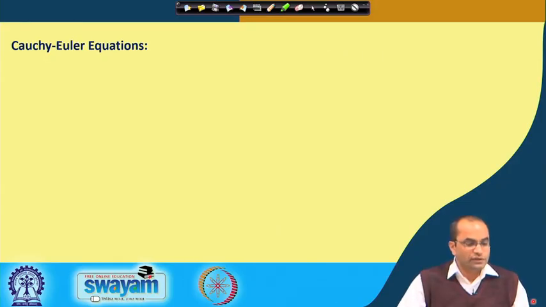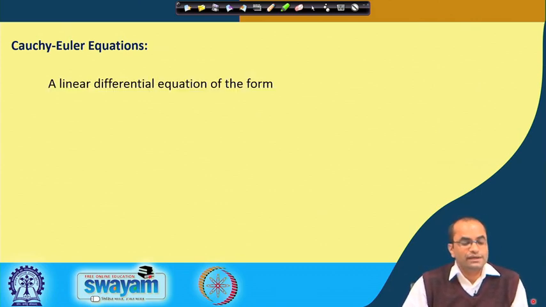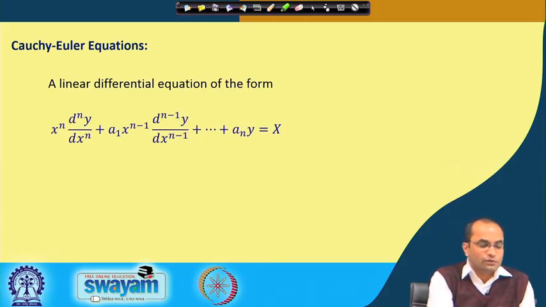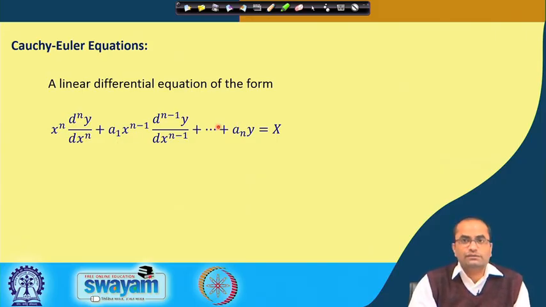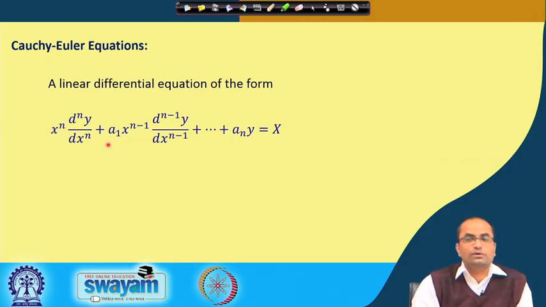So, here the Cauchy-Euler equations are the equations with non constant coefficients. So far we have learned the linear differential equations with constant coefficients. So, this is one special kind of equation with non constant coefficients. Like here we see x power n is coming, and then x power n minus 1 is coming with the n minus 1 derivative and so on. So, here we will consider this equation which has these non constant coefficients.